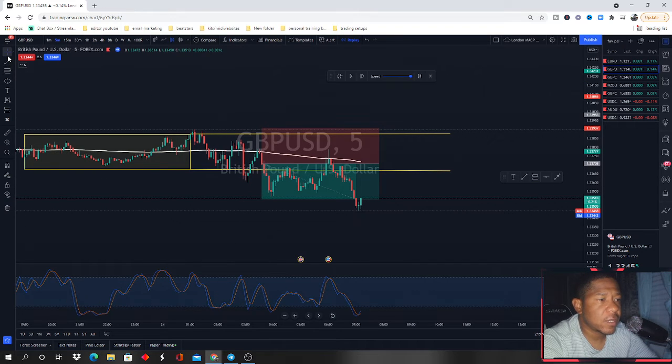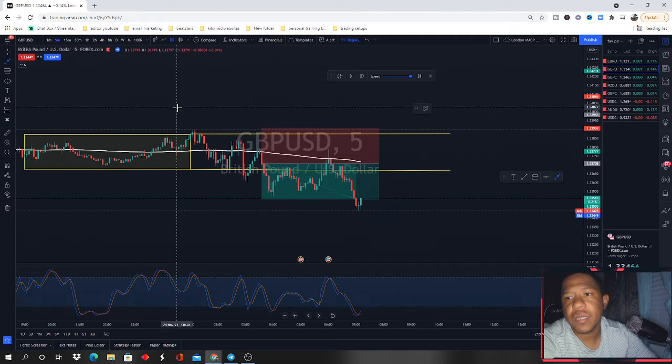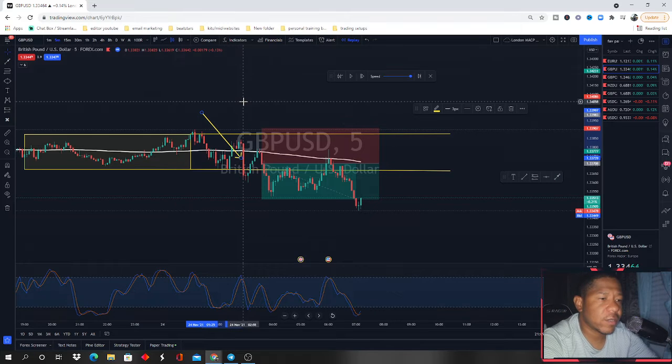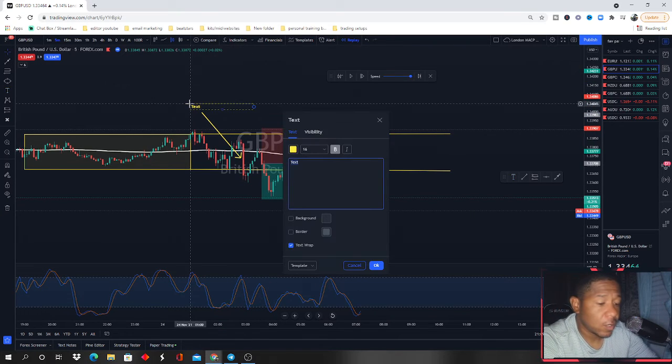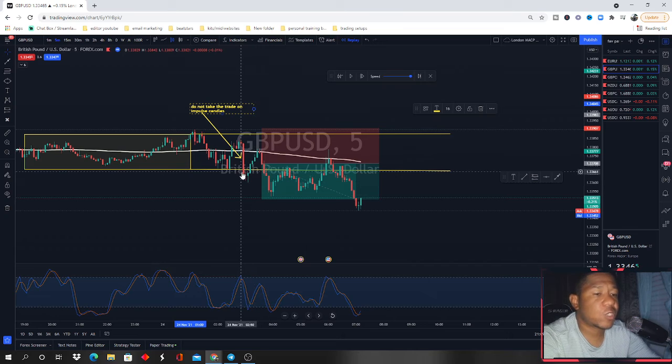Do not ever take a trade when you see this long candle right here. Wait. Do not take the trade on this long candle right here. Do not take the trade on impulse candles. That's these long ones. This is how you get trapped in the market.